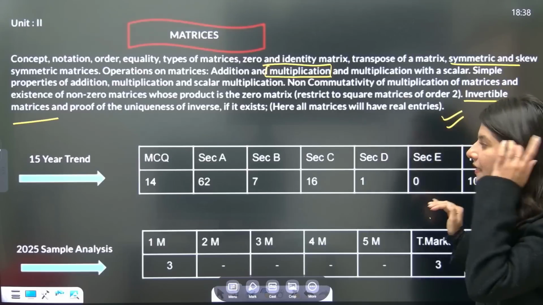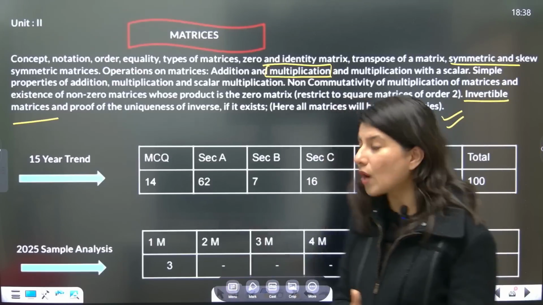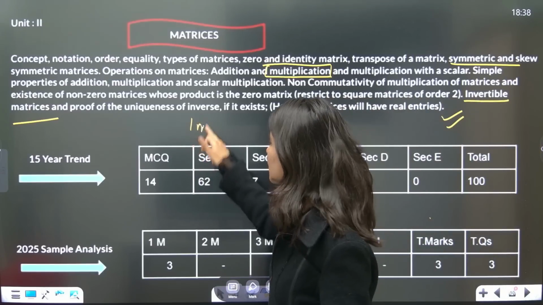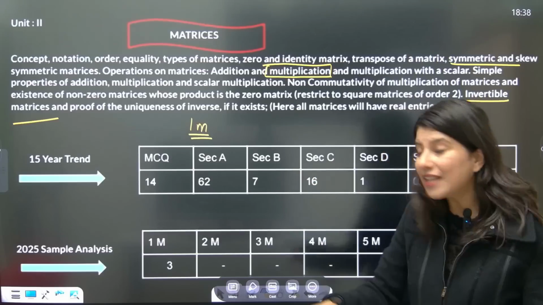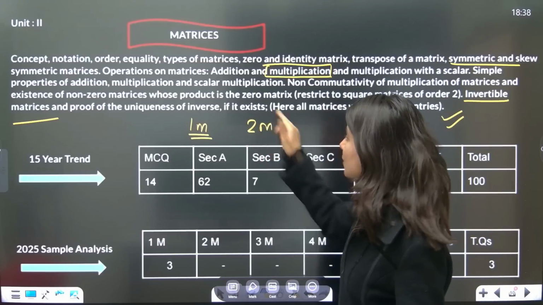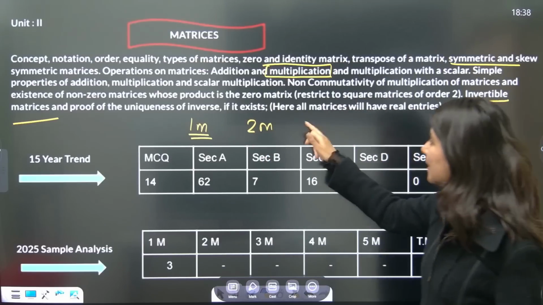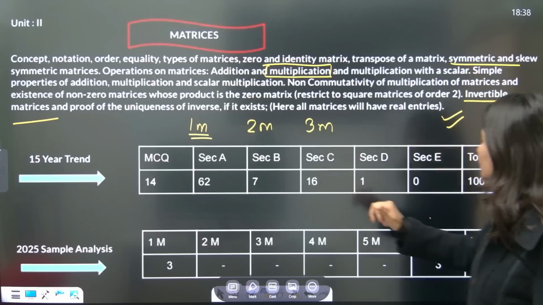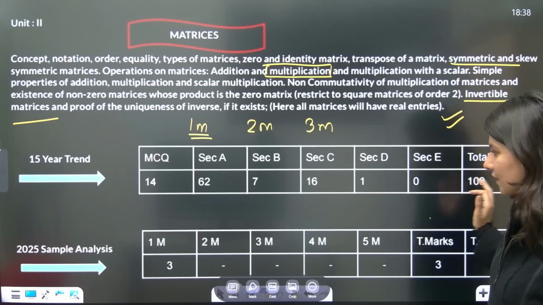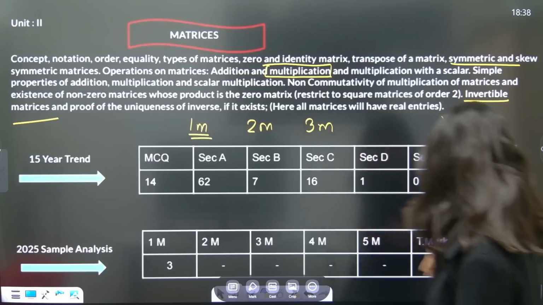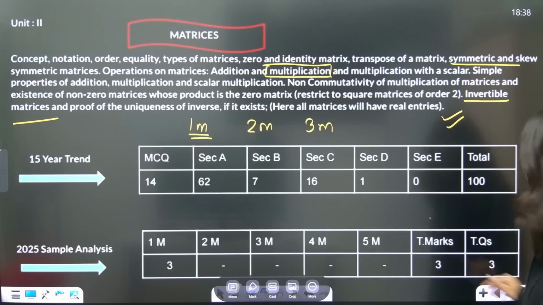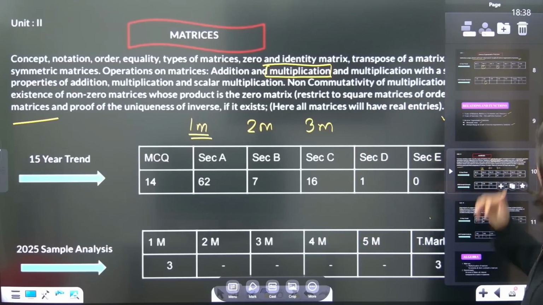15-year trend analysis says that there are high chances you are going to get a 1-marker question, high chances you're going to get a 2-mark question, and high chances you're going to get a 3-mark question from matrices, and that's it. So clearly matrices, okay, so this is the analysis.